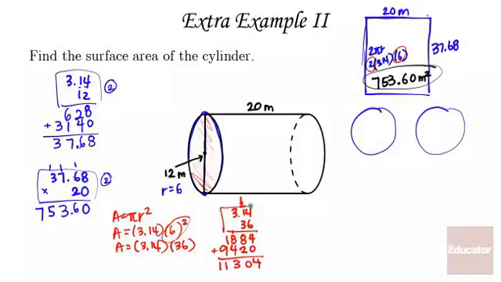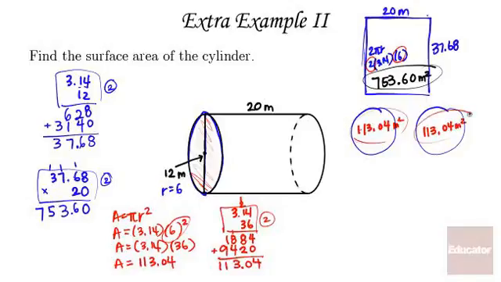Okay. Two numbers there. So my area of this circle is 113.04 meters squared. That's the area of that. And the area of this is also 113.04. Okay, so then now all I have to do to find the surface area is add them together.